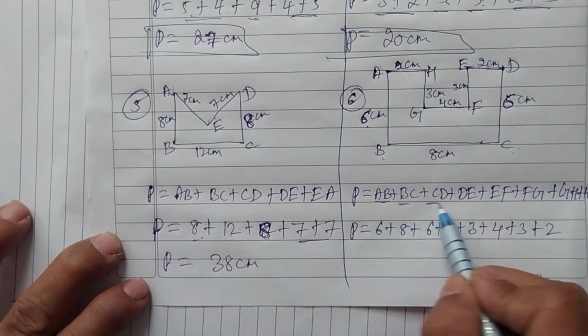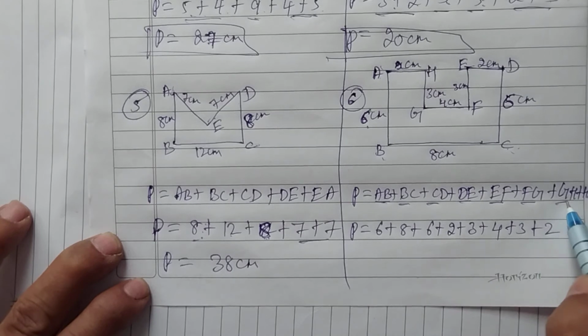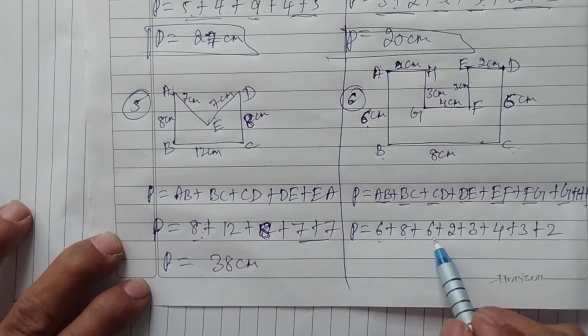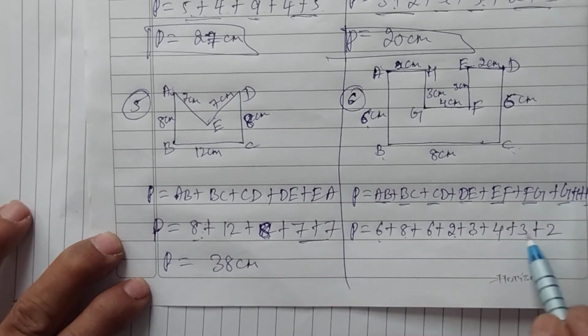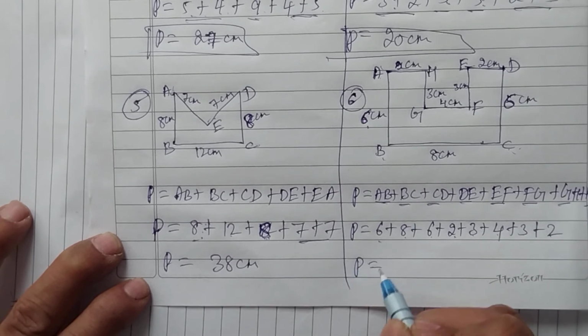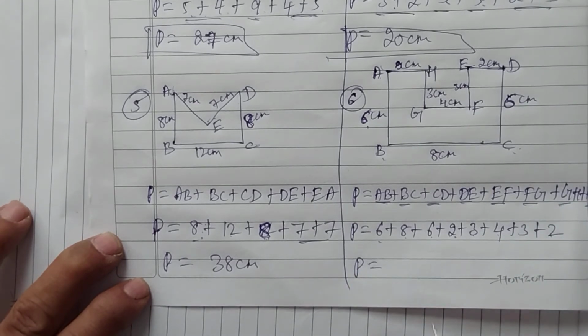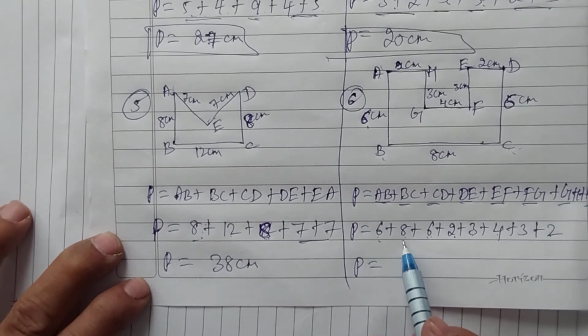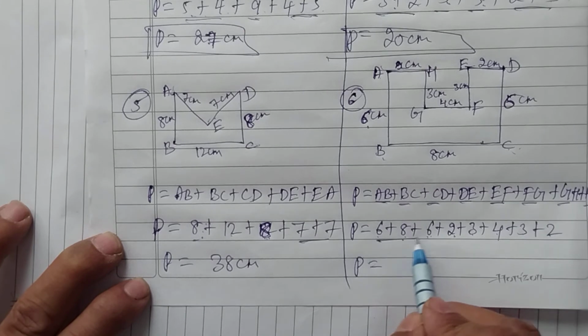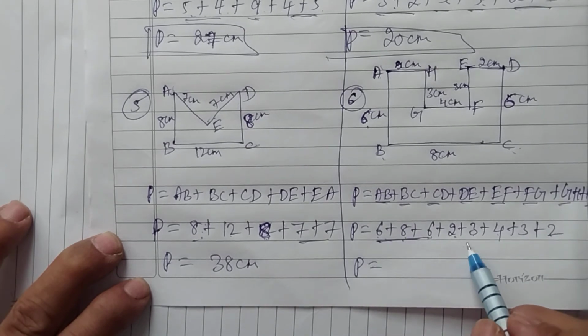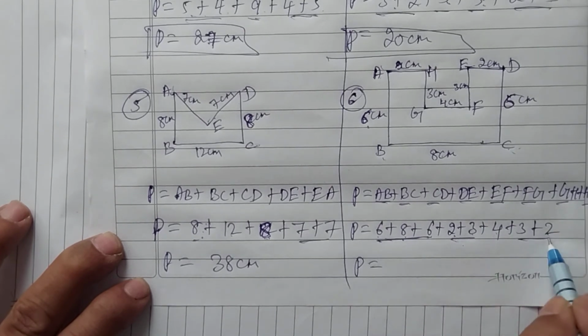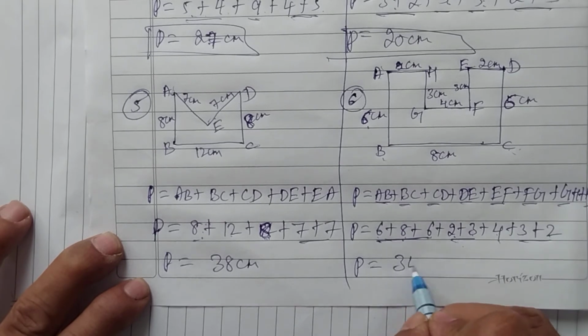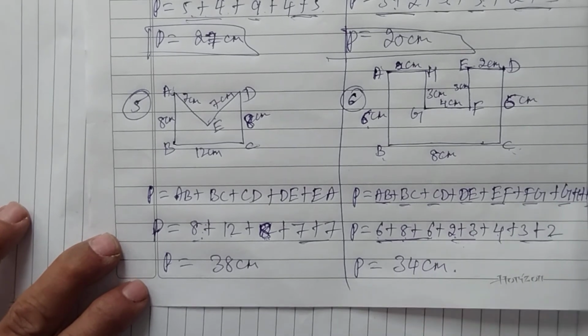1, 2, 3, 4, 5, 6, 7, 8. If we add these all, see 6 plus 6 is 12, 12 plus 8 is 20, 25, 30, 34. This is 34 centimeter.